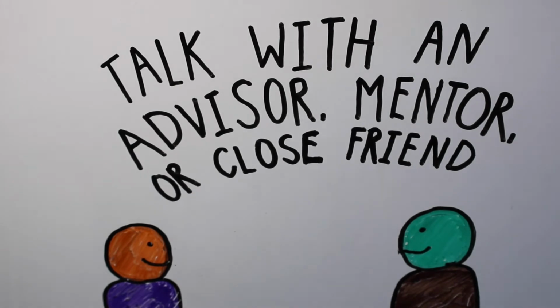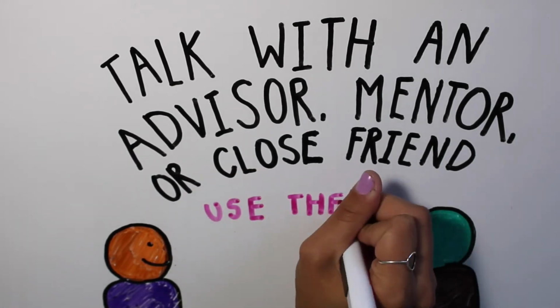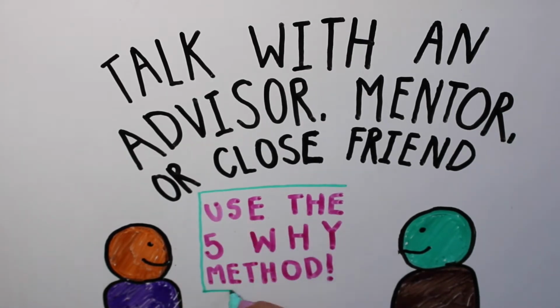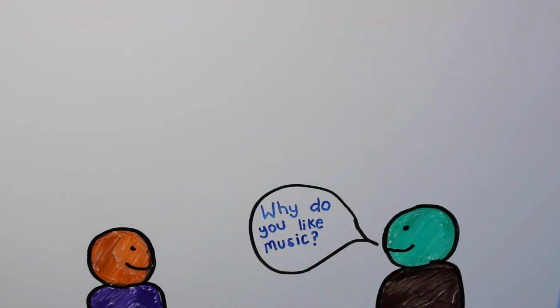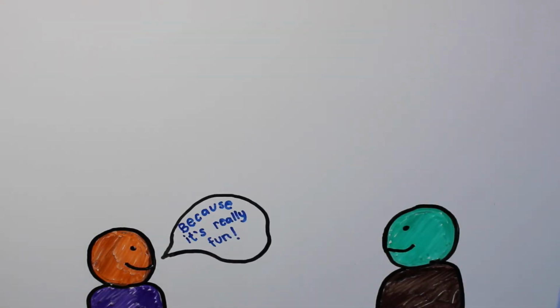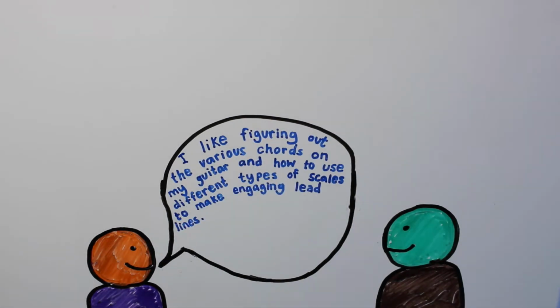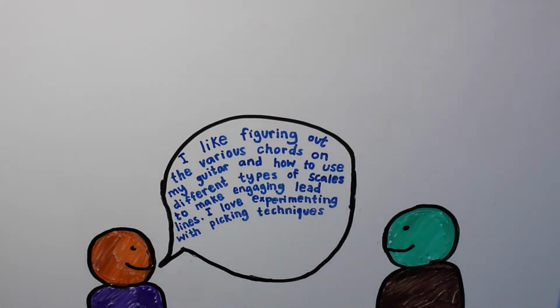As an example, if your passion is music, ask yourself why. What is it about music that excites you? Why do you like music? Because it's really fun. I bet it is. But what makes it so fun? I like figuring out the various chords on my guitar and how to use different types of scales to make engaging lead lines. I love experimenting with picking techniques and pedals. You can do some pretty cool stuff with the guitar.